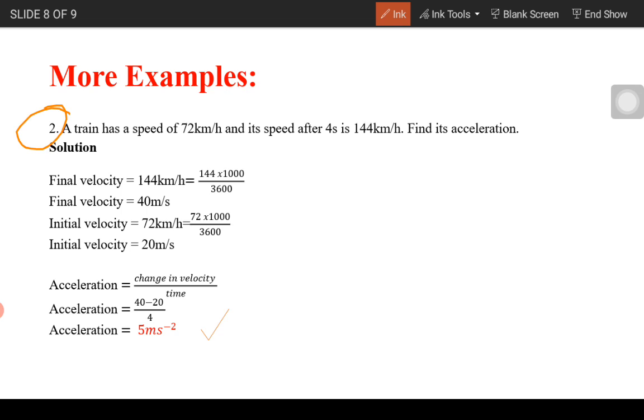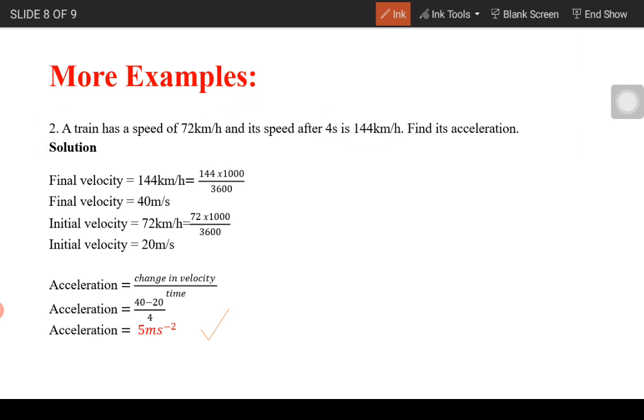A train has a speed of 72 kilometers per hour and its speed after 4 seconds is 144 kilometers per hour. Find its acceleration. Like we've already looked at in the previous number, it is important that we change these units of velocities because they're in kilometers per hour. The reason we are changing is because our time is in seconds, so you cannot deal with hours and seconds simultaneously. So the first task for us is to convert 144 kilometers per hour.